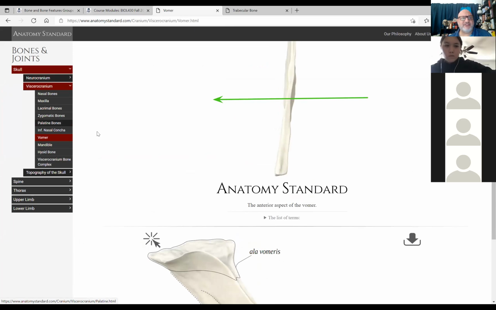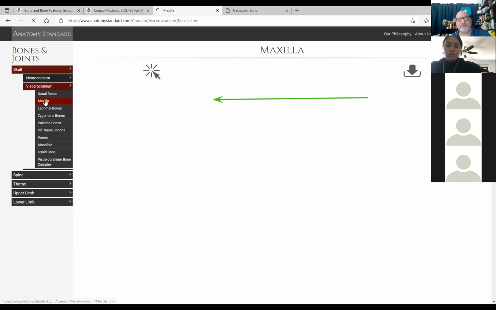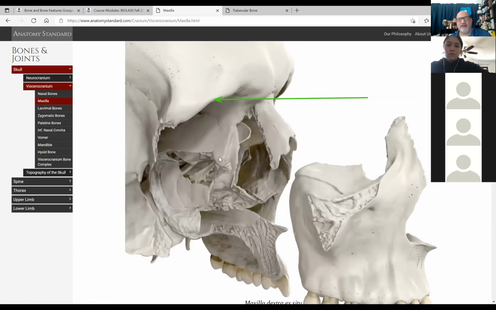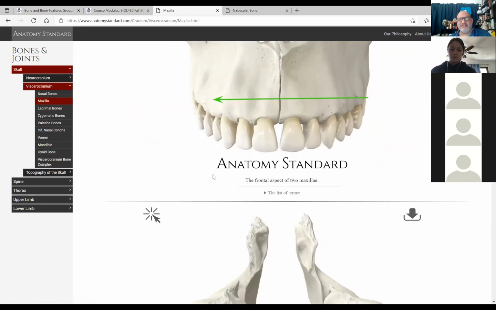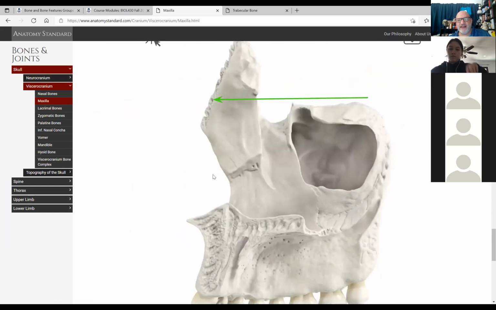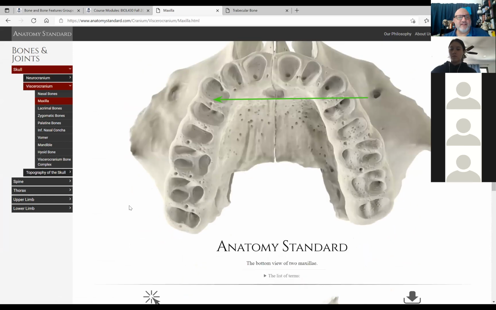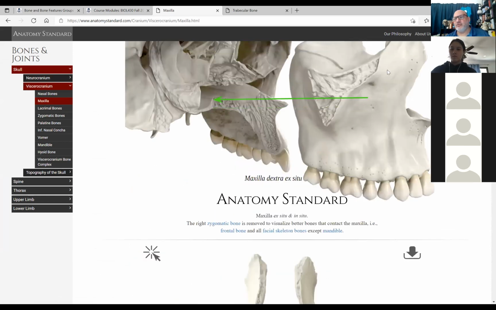On this anatomy standard, if you're presenting, for instance, the maxilla, there are some amazing images that show how it pulls out of the skull. You get to see it from the front, from the back, from the bottom, from the side, and from the inside. There are some amazing pictures here, and even some videos that show this. These are great resources that you are welcome and encouraged to use if you would like.